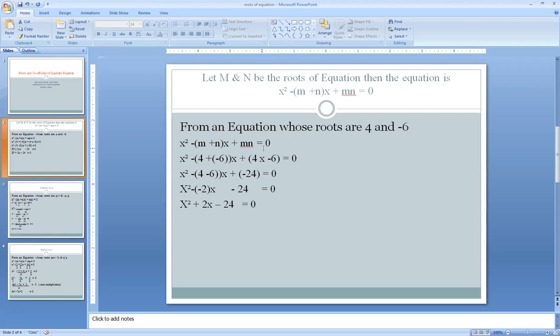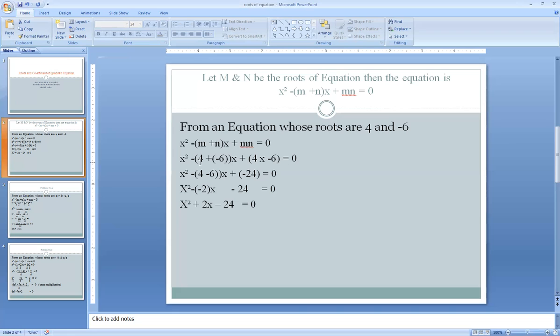In framing the equation, we have to substitute the values of m as well as n. The form of the equation is x square minus (m plus n) into x plus mn equals 0. Where there is m, we substitute 4, and where there is n, we write minus 6. So x square minus of (4 plus minus 6) into x plus, again in brackets, (4 into minus 6) equals 0.